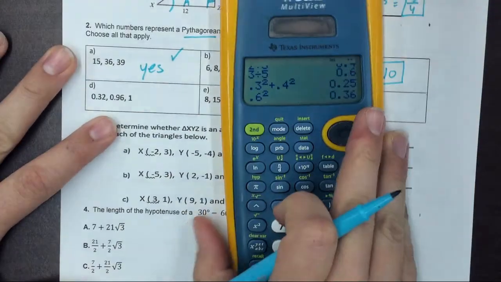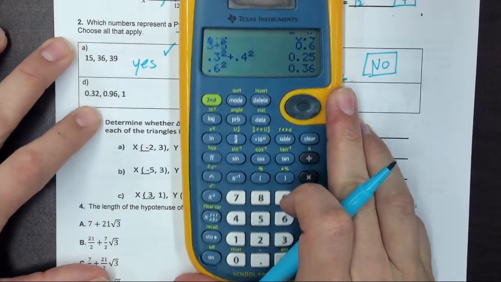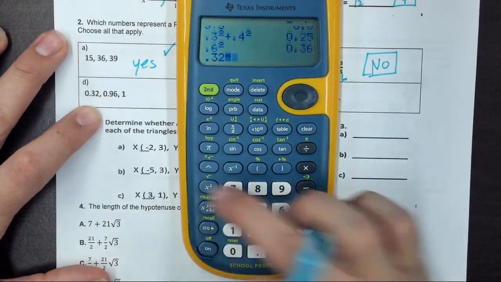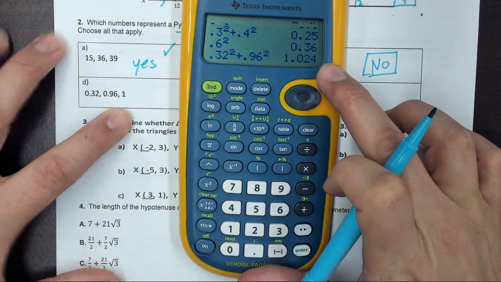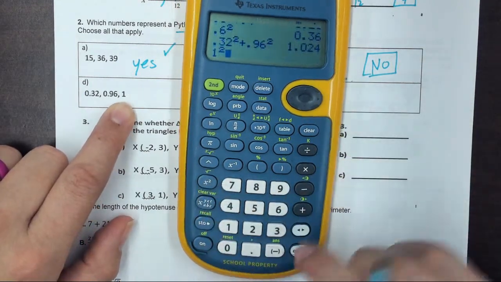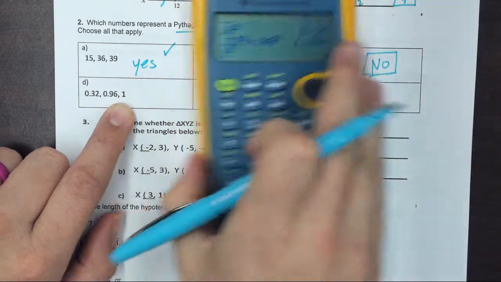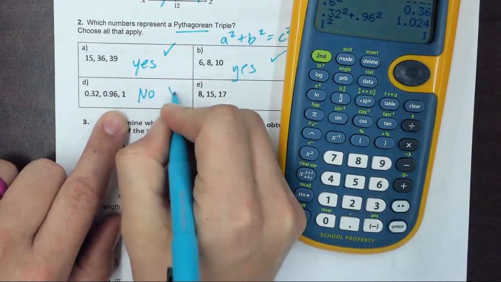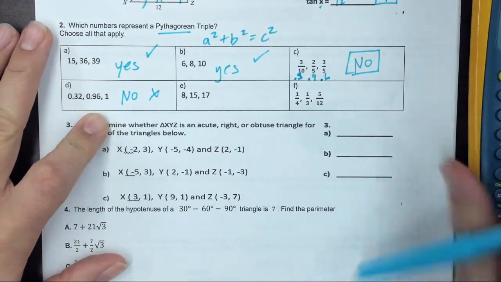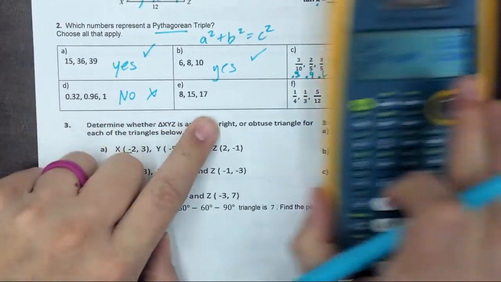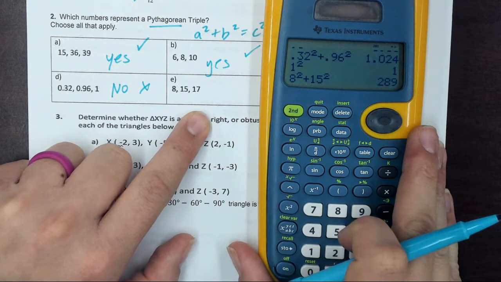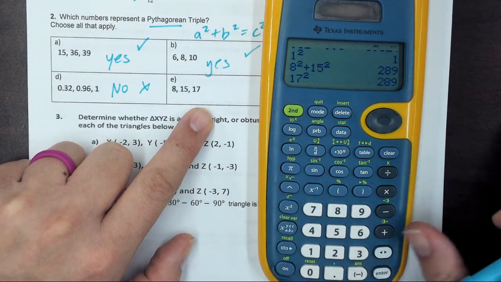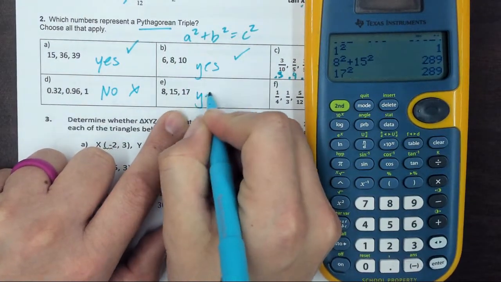Moving on. Same idea here. Okay, my two smallest decimals. So 0.32 squared plus 0.96 squared is this, and we should know 1 squared is still just 1. So obviously they're not the same, so the answer is no. Not choosing those. Okay, keep rolling. 8 squared plus 15 squared is 289, and 17 squared is, in fact, 289, so yes.